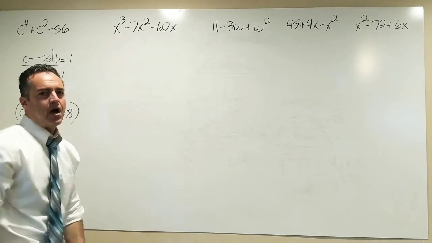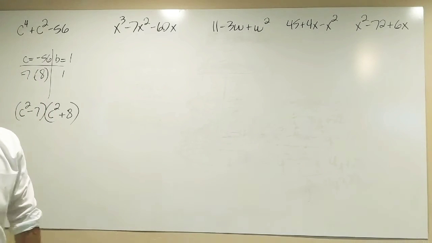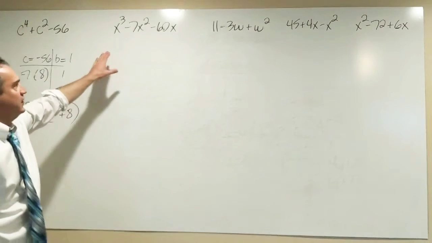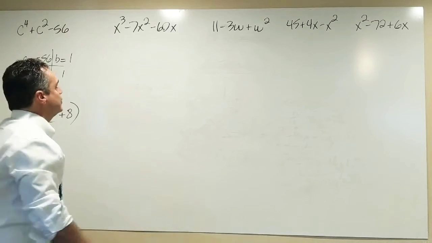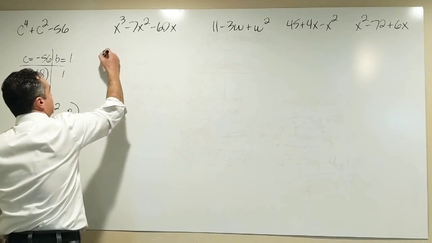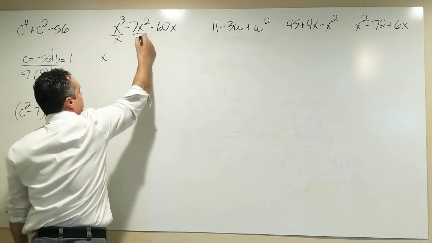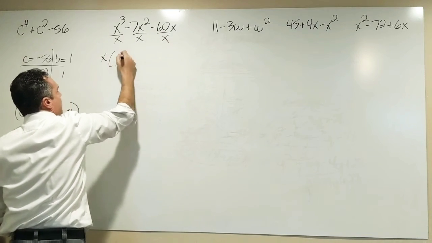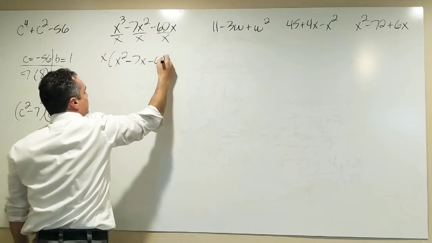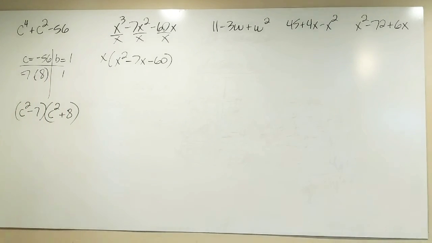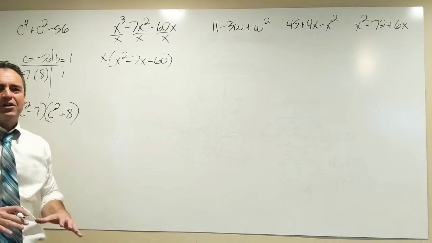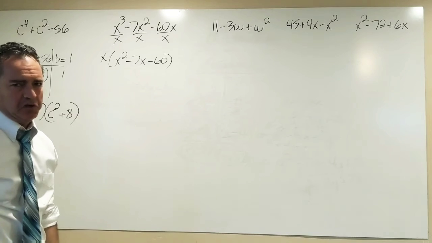Let's do this next one, okay? First thing we check for is a common factor. And there is a common factor here. What is the common factor? Can you see it? It's x, that's right. And so the first thing we have to do in this problem is divide this by x, divide this by x, divide this by x, and then we get x squared minus 7x minus 60, all right? That was a big deal. If you didn't get that x out, this became a really heinous problem that you couldn't do, okay?